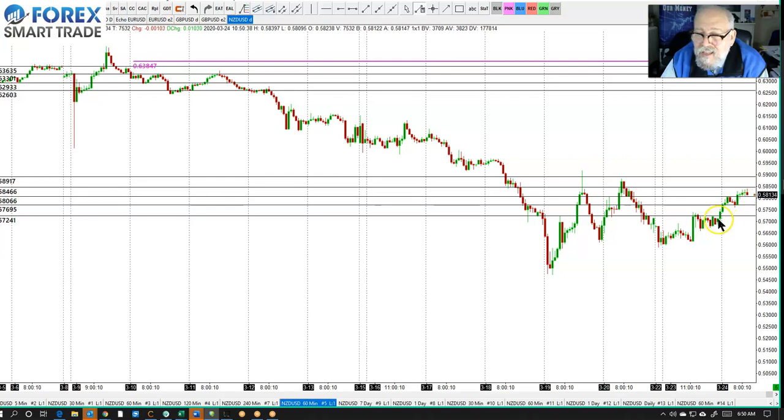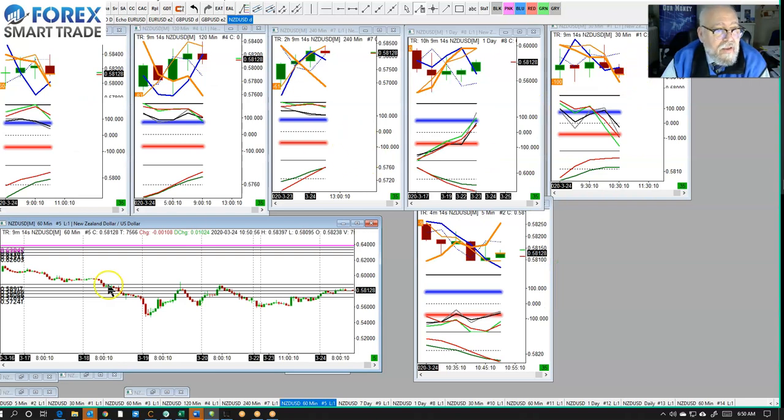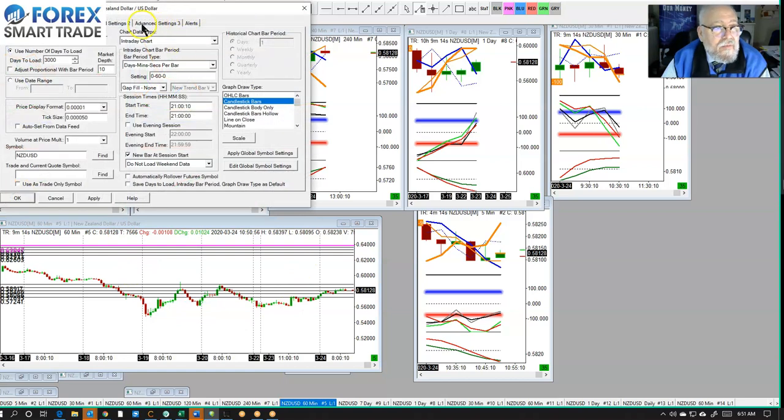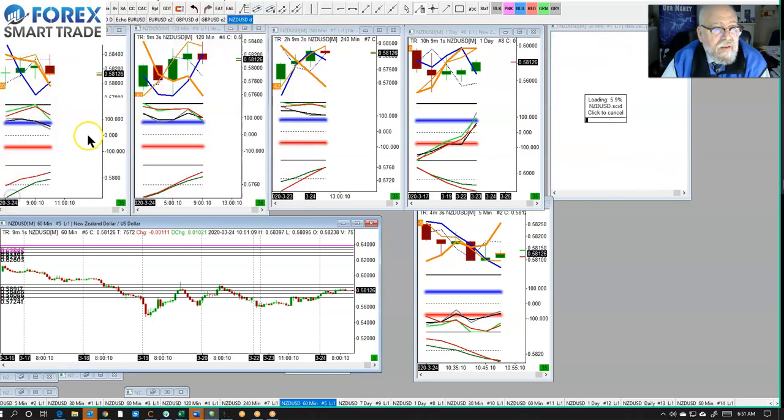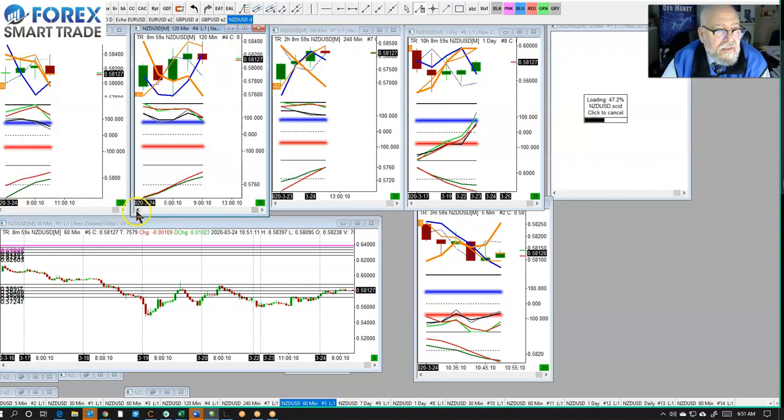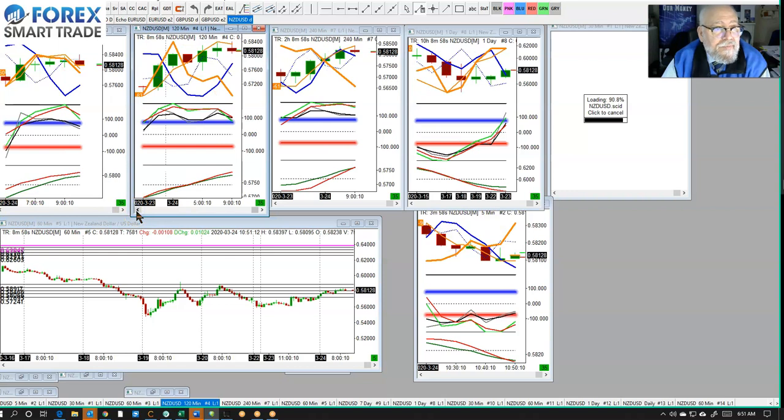So that gives me an idea of how much room I've got to trade in. If I'm going to come down and hit this line, I can't take more than 5 pips because I'm going to bump into this and it's going to stop. So that's going to impact my decision. Now, let's get these so we can see them a little better.